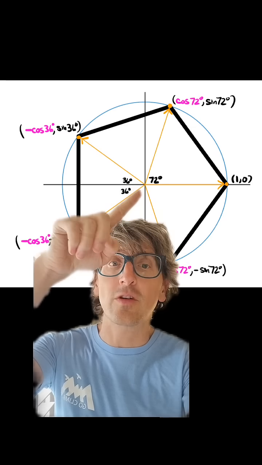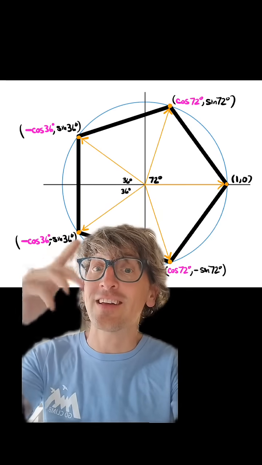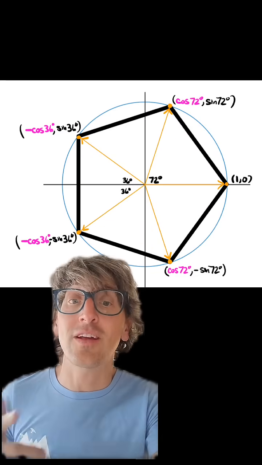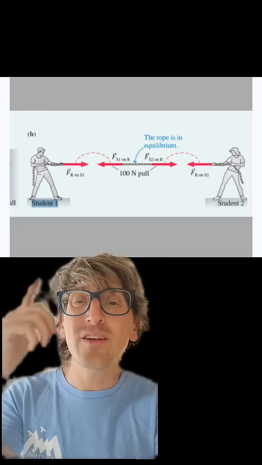You can work out that these angles are going to be 72, and then this guy gets cut exactly in half. Now you'll notice that 36 and 72 are showing up, and I've got sines and cosines just labeling the points on the unit circle. Where does the physics come in?